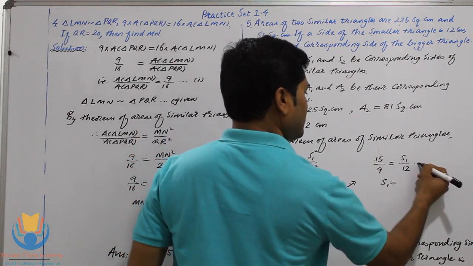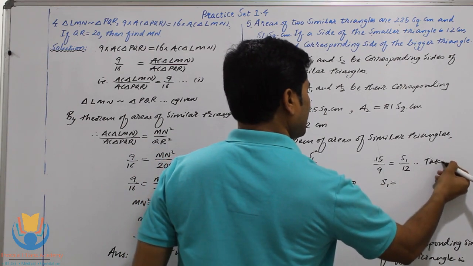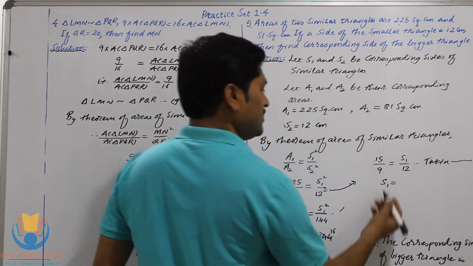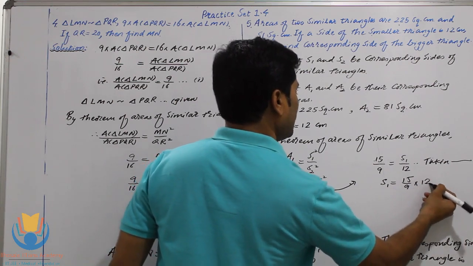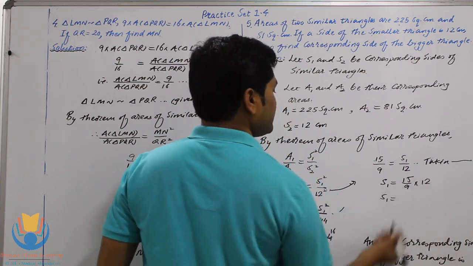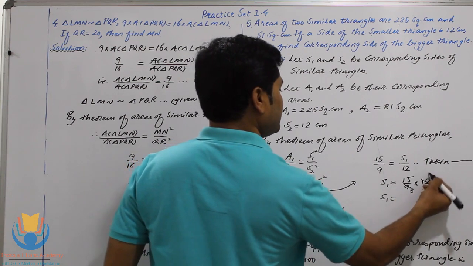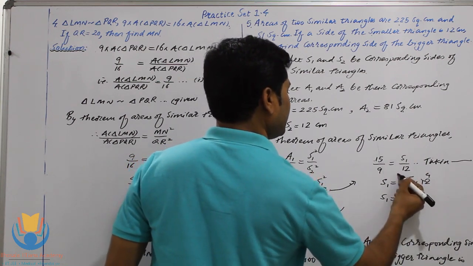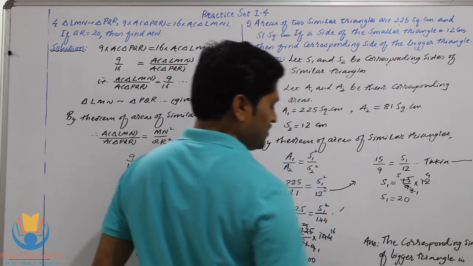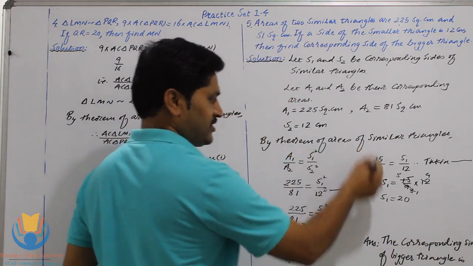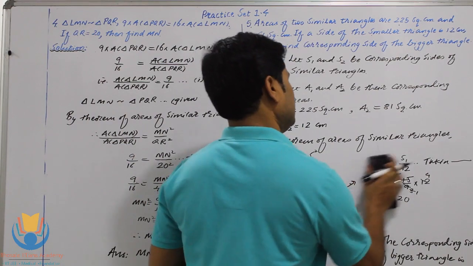So here we will write the reason: taking square root of both sides. So S1 is equal to 15 upon 9 into 12. So S1 will be as it is. So this is 3 3s and this is 3 4s. This is 3 1s, 3 5s. So this is also 20 centimeters. So either you can follow these steps or we can do it like this also.